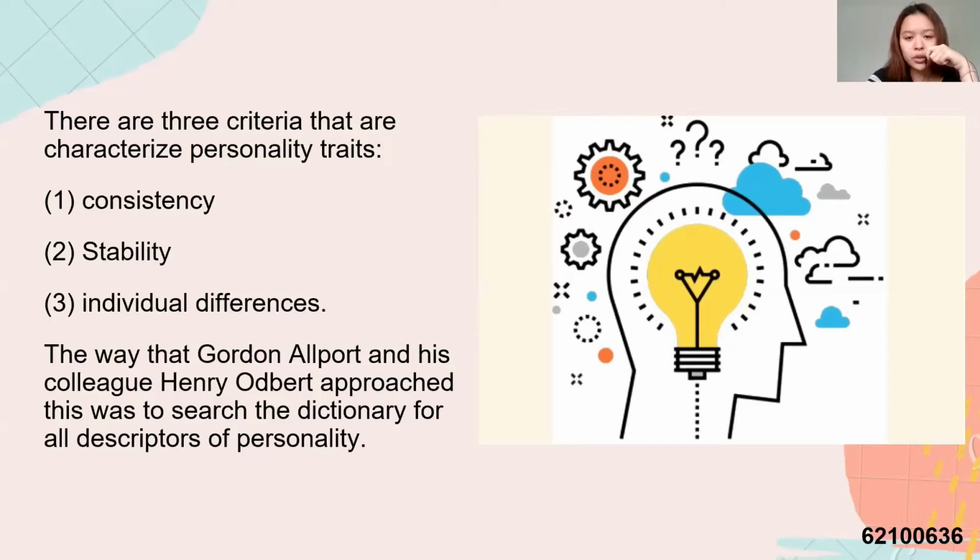The way that Gordon Allport and his colleague Henry Odbert approached this was to search the dictionary for all descriptors of personality. Their approach was guided by the lexical hypothesis, which states that all important personality characteristics should be reflected in the language that we use to describe other people.